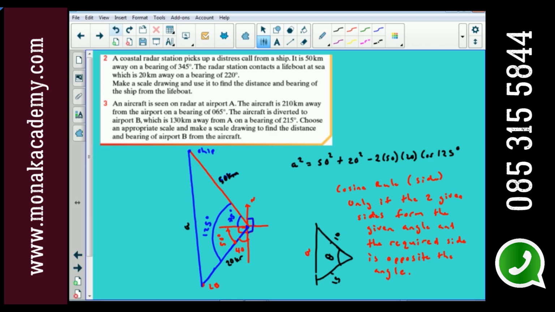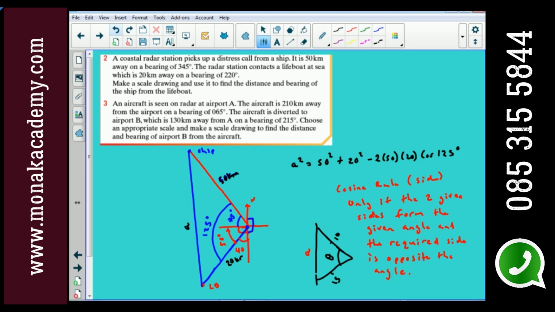So what if we were given side A, but we didn't have the 50 kilometers, and only had that one angle, the 125, and no other angles, and we're given side A, and then 15, and then 20 kilometers.